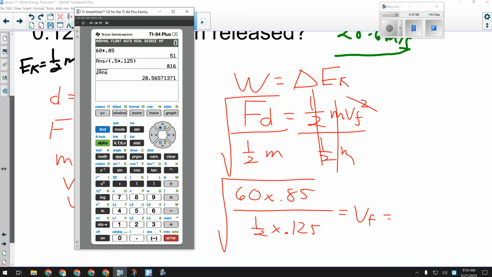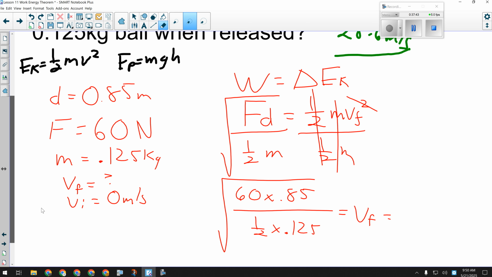Now, I could have also done it like this. I could have just gone, here's the root sign, bracket, bracket, 60 times 0.85, close. Okay, 0.5 times 0.125, bracket, bracket. I get exactly the same number, but I got to keep track of lots of brackets. If you're okay with that, you can do it in one step like I just did. But it's all the same steps, right? I did this, and I divided it by the bottom, which I did here, and then I square rooted it, which I did here. That's why I get exactly the same number. All right, so 28.6.